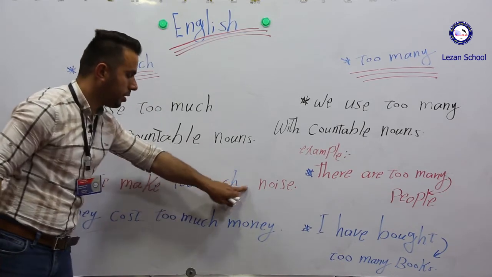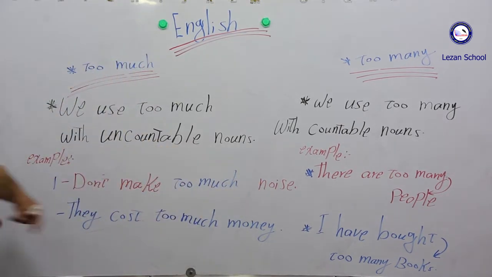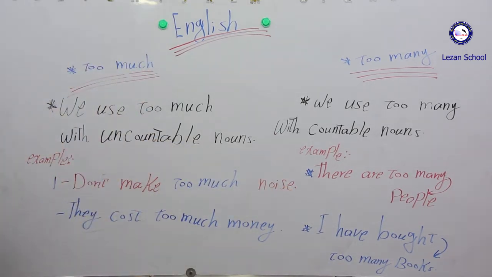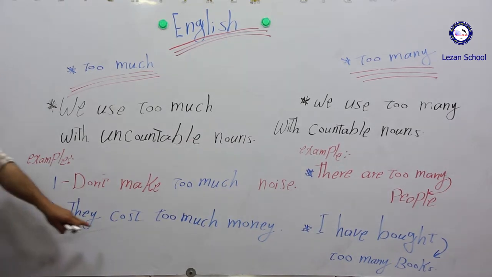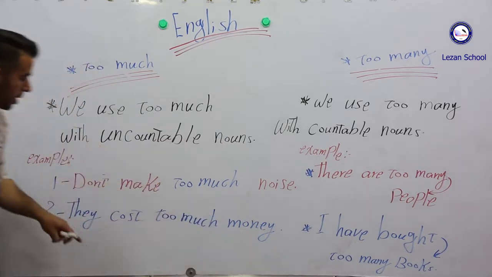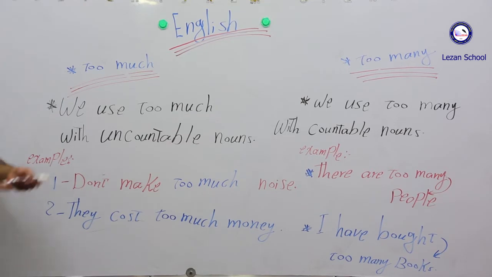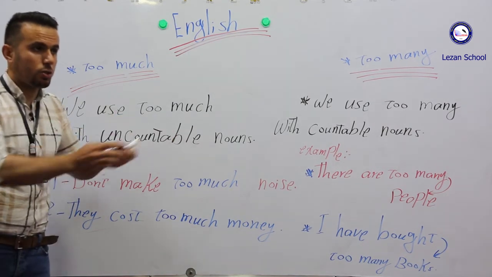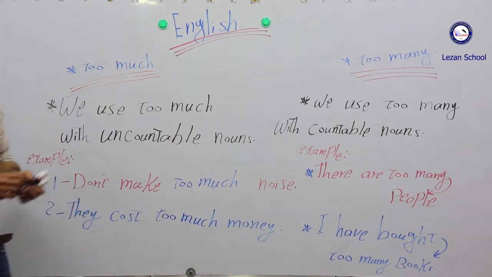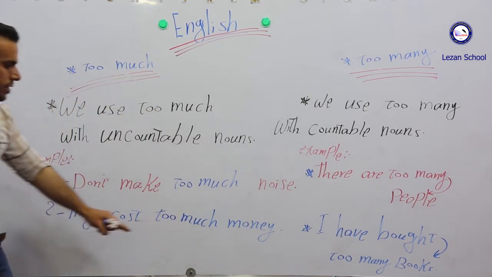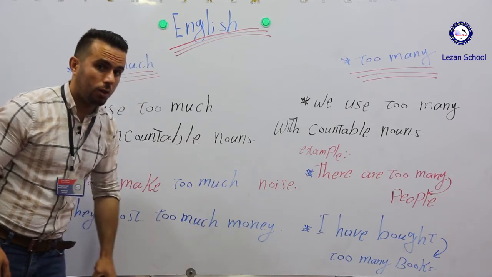Yes, it's too much. It is the noun that comes after too much, and there is a full stop at the end of the sentence. And the second sentence is, they cost too much money. They cost too much money, which means they are expensive. You have to have too much money to buy them. So you tell the shopkeeper, they cost too much money. I cannot buy them. Here money is uncountable.